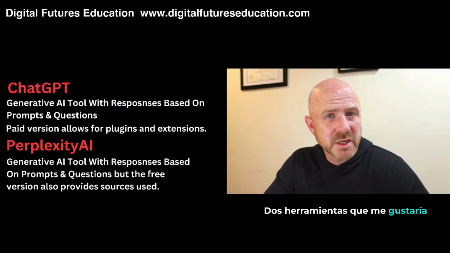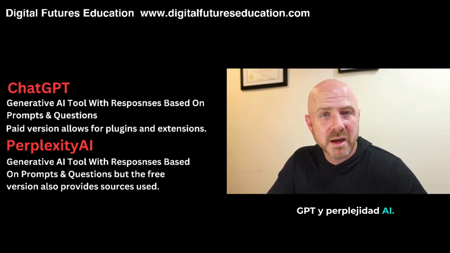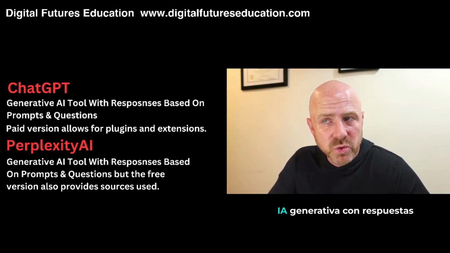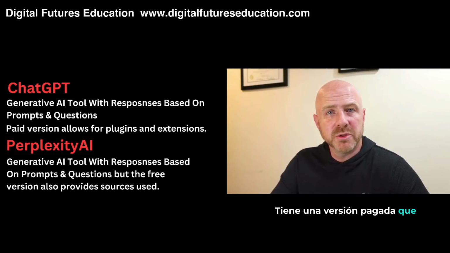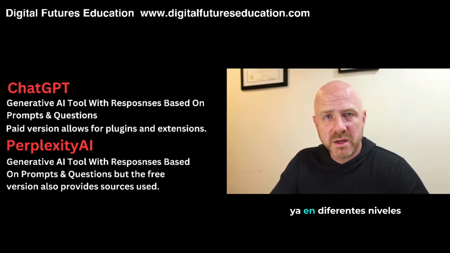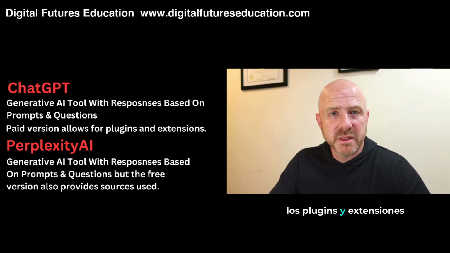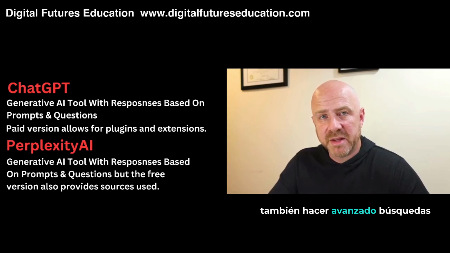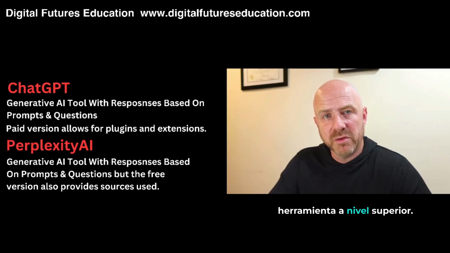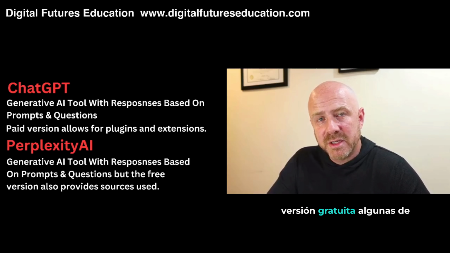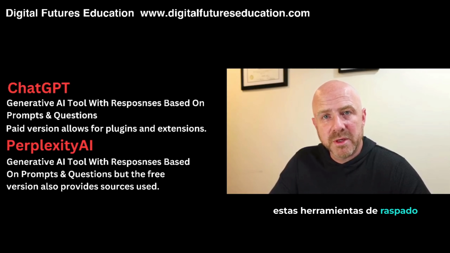Two tools I'd like to just discuss briefly are ChatGPT and Perplexity AI. ChatGPT is a generative AI tool with responses based on prompts and questions. It has a paid version which enables plugins and extensions, already in different levels of development. The plugins and extensions enable it to scrape the web, provide and create graphics, and also do advanced searches which bring in resources off the internet. And they have a wide range of available plugins that you can integrate with the paid version that bring the capability of the tool to a higher level. Perplexity AI has in its free version some of these web scraping tools built in.